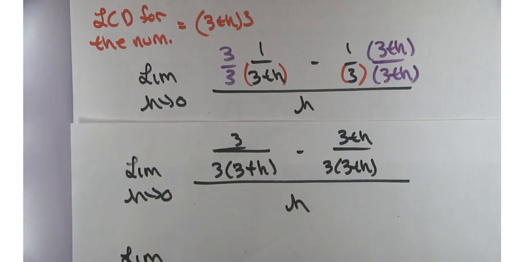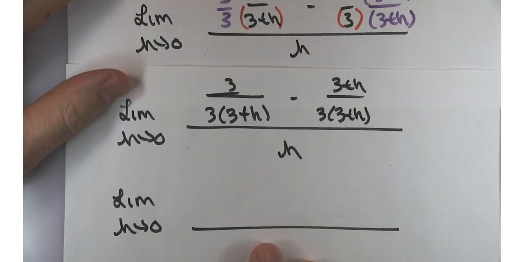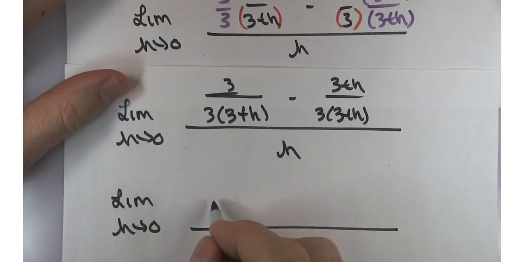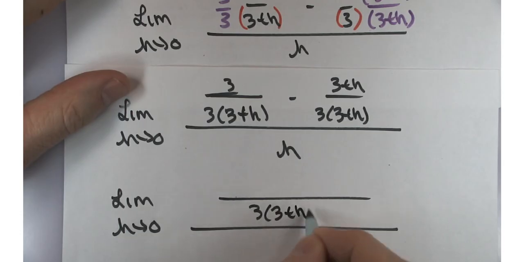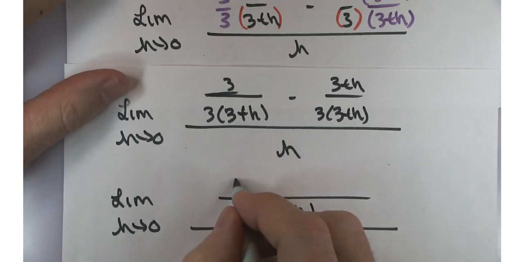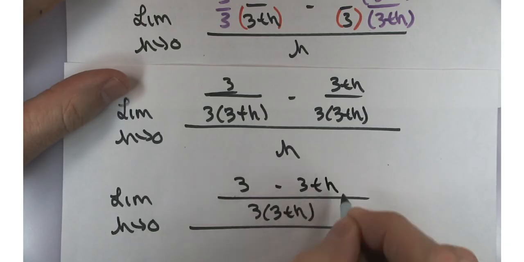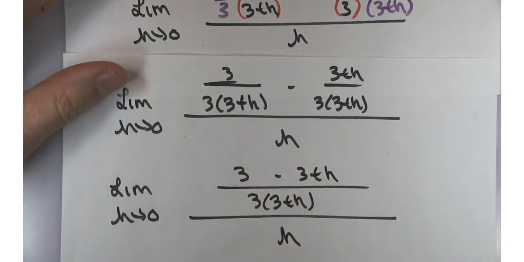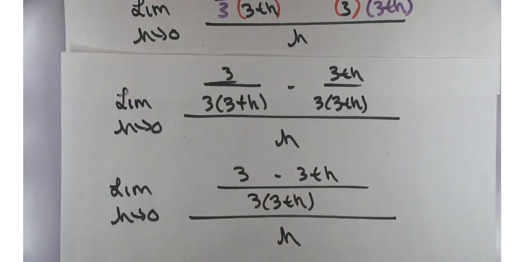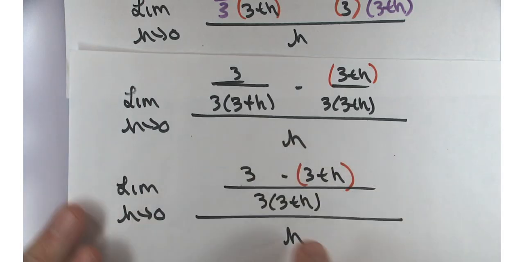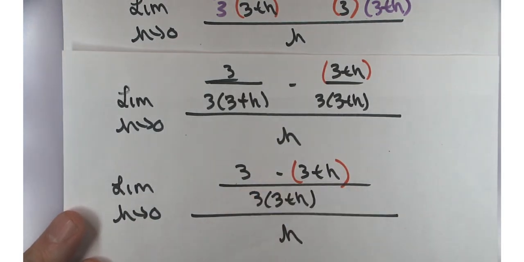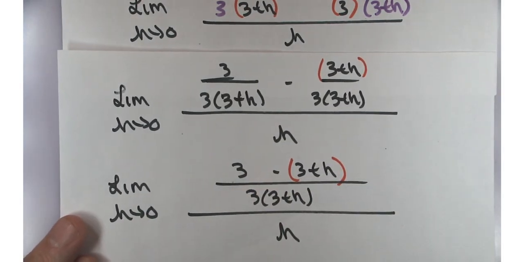All right. So let's see. That's going to be 3 times 3 plus h. And let's see if you can catch my mistake here. Well done. You're subtracting this whole thing, so that means you've got to distribute the negative. So be careful with that. It's an easy place to make a mistake.